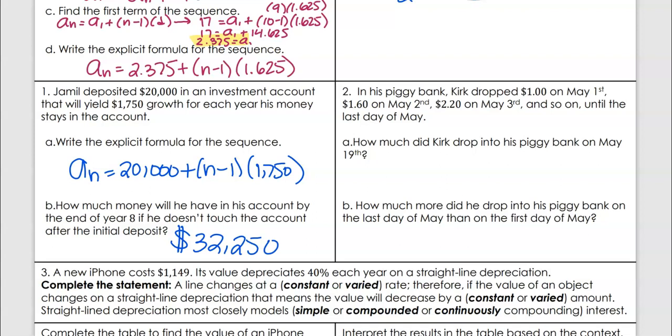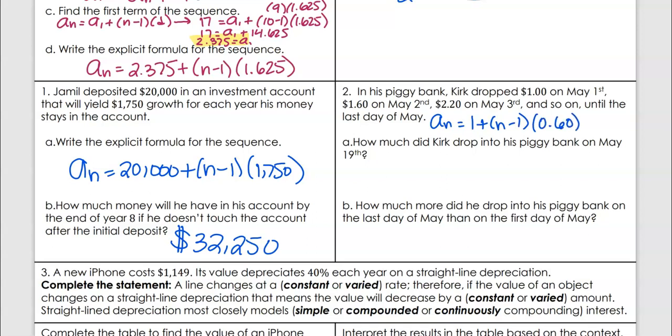We okay? Tying the two things together? Here we go. In his piggy bank, Kirk dropped $1 on May 1st, $1.60 on May 2nd, $2.20 on May 3rd, and so on until the last day of May. Okay. My first question, well, what formula is happening? Let's start there before I start answering questions. To find any part of my formula, how much money did he drop in first? The $1, right? What is the difference? There you go, 60 cents. Good.